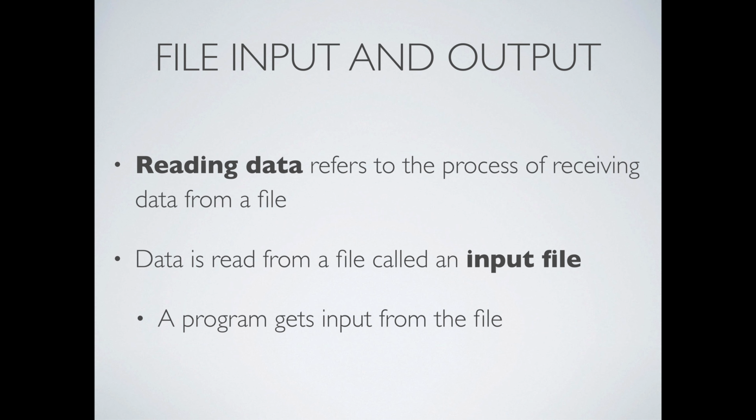And then on the other end, we have reading data. Reading data is the process of receiving data that already exists from a different file. So this is our program reading information from somewhere else. It's kind of like the input on the keyboard, except instead of getting input from whatever the user types in, the input is going to be received from a different file on the computer. Files from which data is read are called input files. Those are files from which a program gets information.